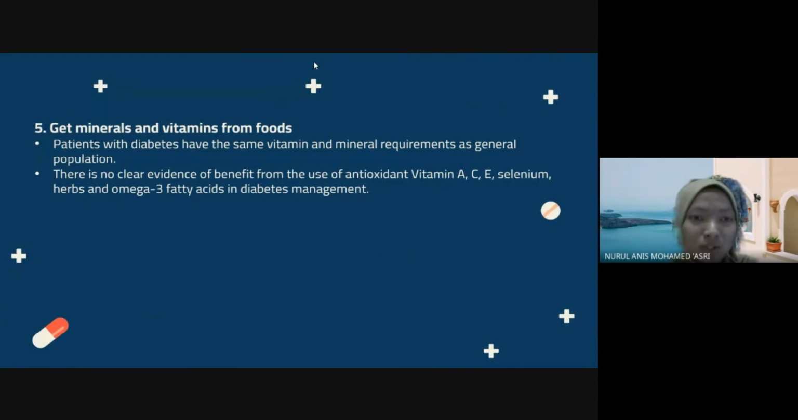Lastly, he should get the minerals and vitamins from food, because a patient with diabetes has the same vitamin and mineral requirements as the general population. Next.